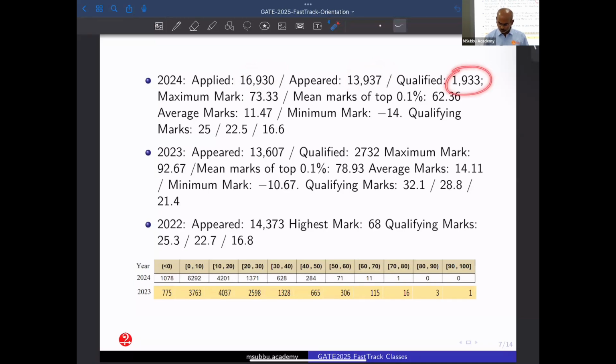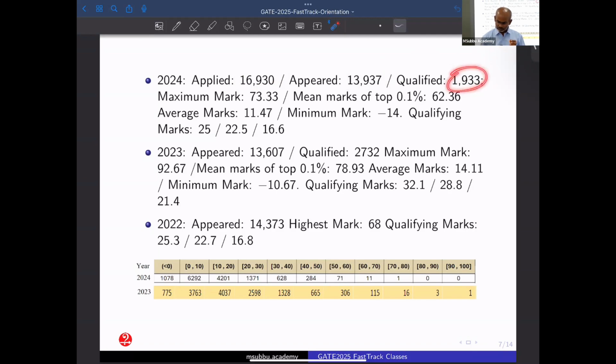Among them, only 2,000 qualified. So the percentage qualifying is always only about 15%. Of course, those who get qualified can at least get a stipend for higher studies.